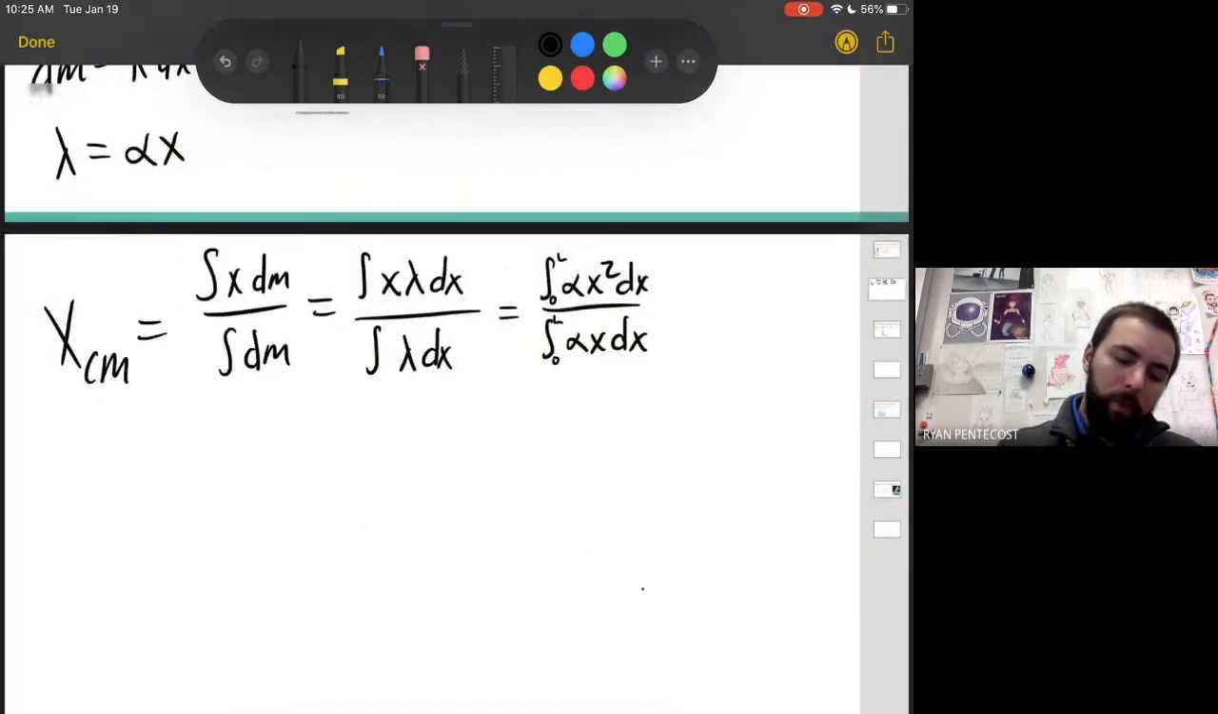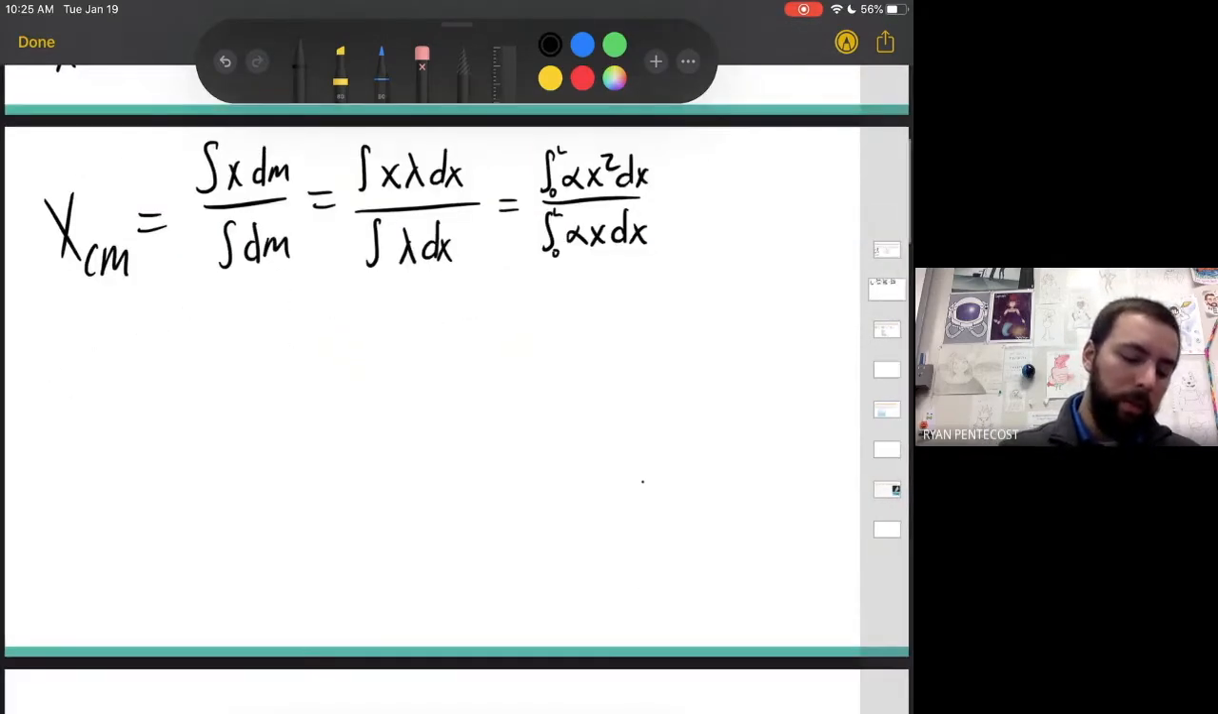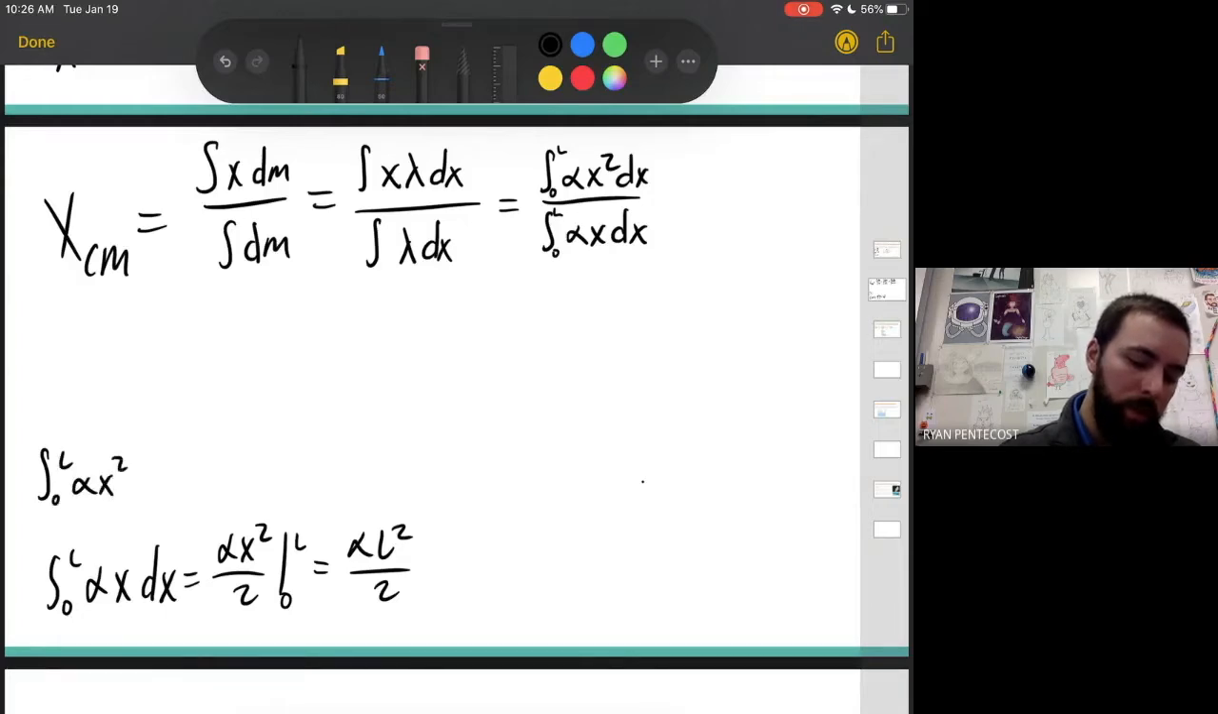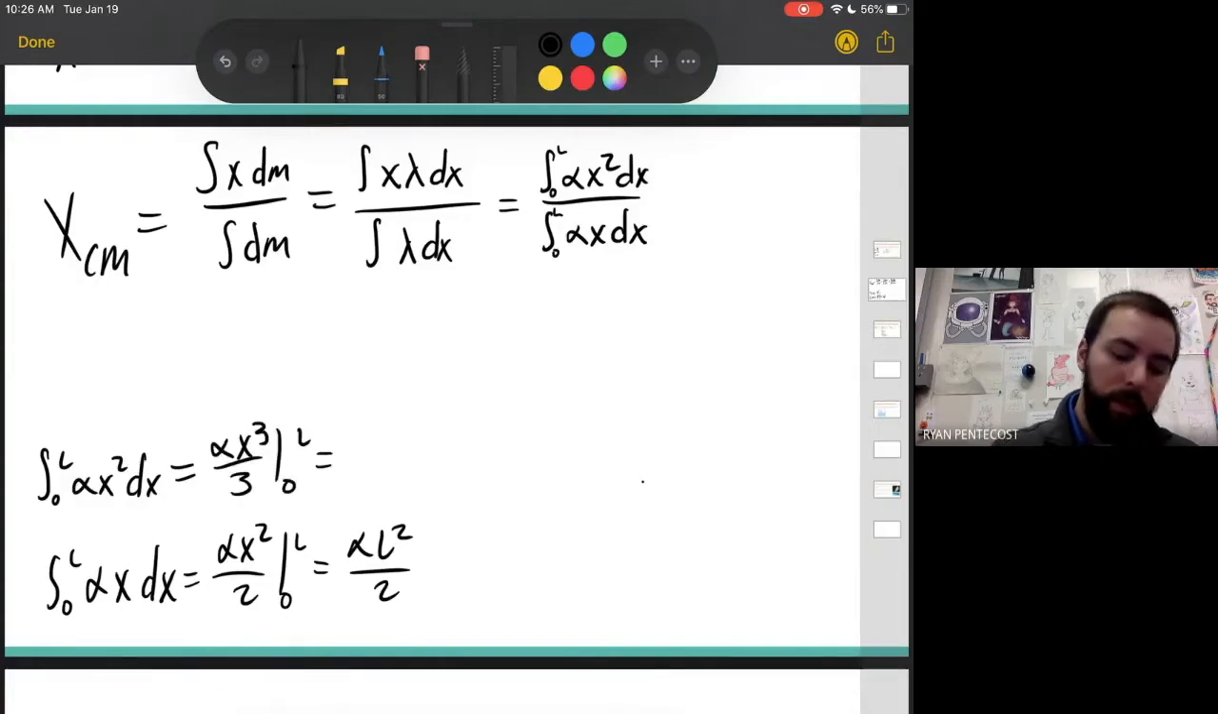So we will do these integrals separately. We will do, let's say, the bottom first. We have the integral from 0 to L of alpha x dx. That would give us alpha x squared over 2, from 0 to L, which is just alpha L squared over 2. And then the top integral from 0 to L is alpha x squared dx. So this will just look slightly different. You've got x cubed over 3 from 0 to L, which then gives you alpha L cubed over 3.